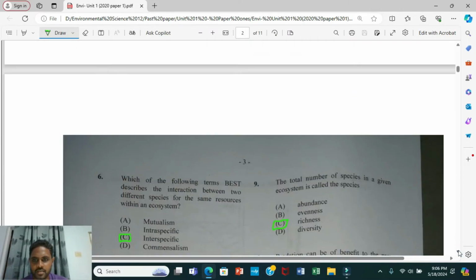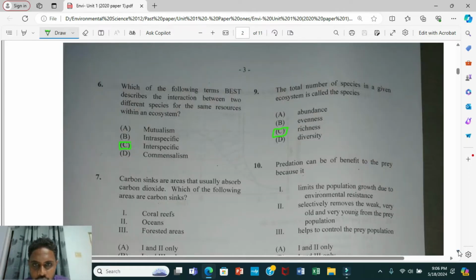All right, number 6. Which of the following terms best describes the interaction between two different species for the same resources within an ecosystem? The answer is C, interspecific. Of course, guys, if the species were the same, that would be intraspecific. All right, number 7.